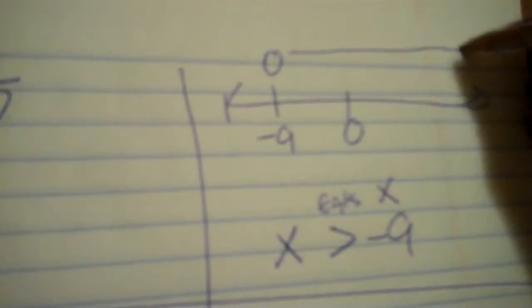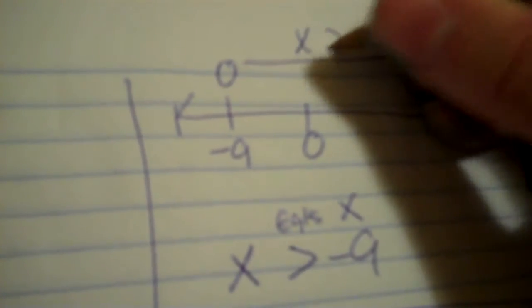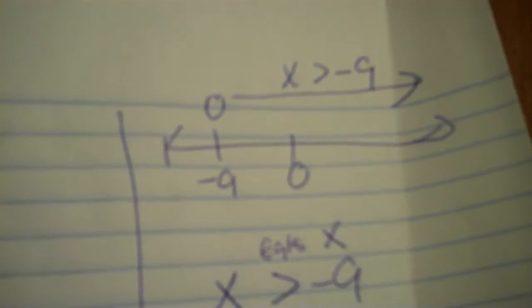63 divided by negative 7 is negative 9. So negative 9 is your critical number, circle it. Now, it's opening up towards the x. I say eats x. Anytime it eats x, it goes this way. And then just put that answer up above. X greater than negative 9. Just put it up above on your number line.